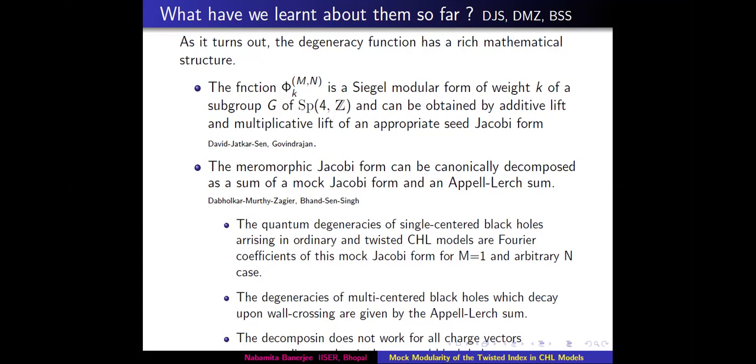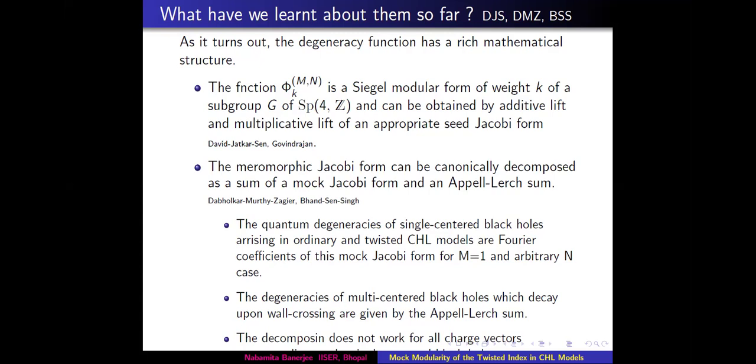The second point. What do you mean by the second point, what do you mean by decay upon wall crossing? Yes. So when I'm writing down D, the degeneracy function, as I said, while doing the integration, one has to choose the contour. So the result is valid within a certain contour. And when one changes that, goes from one chamber to a different chamber, there is a jump. The result shows that there is a jump.